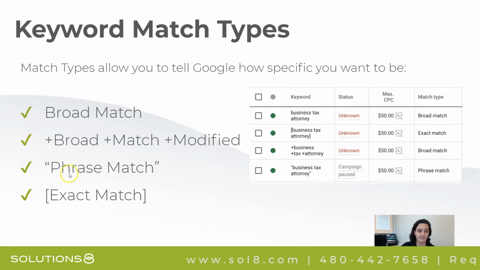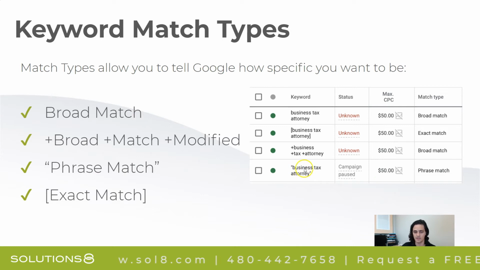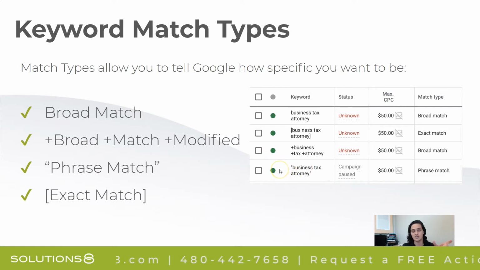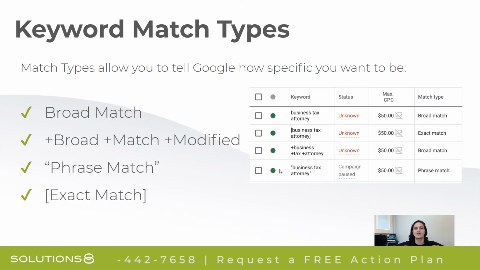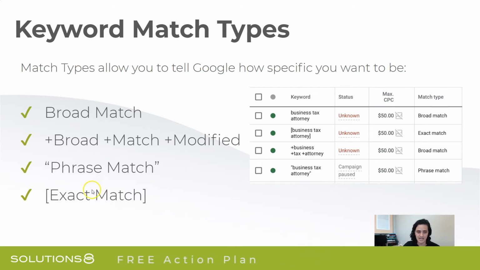Phrase match, they actually have to say this thing. So with phrase match here, business tax attorney, if they say best business tax attorney, you'll still show up. Because phrase match allows, as long as they say this thing, it doesn't matter what the context is. There can be more after, there can be more before, but they have to say this thing in this order. And then exact match is, I only want to bid on this exact thing. So if somebody were to say best business tax attorney and I'm only bidding on business tax attorney exact match, then I wouldn't necessarily show up.